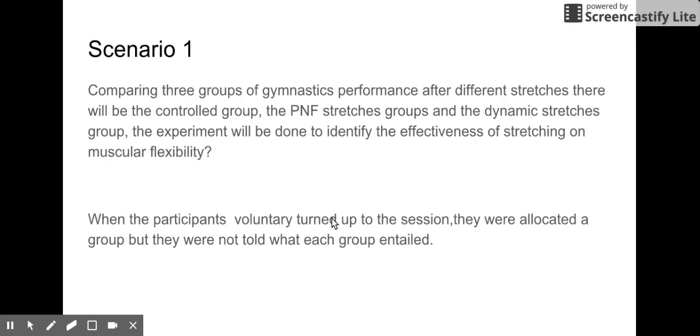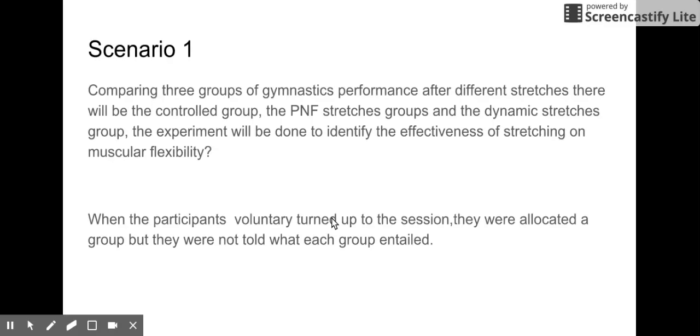So, scenario one. Scenario one is comparing three groups of gymnastics performance after different stretches. There will be a control group, the PNF stretches group, and the dynamic stretches group. The experiment will be done to identify the effectiveness of stretching on muscular flexibility. When the participants voluntarily turned up to the session, they were allocated a group, but they were not told what each group entailed. So what was right about this scenario?